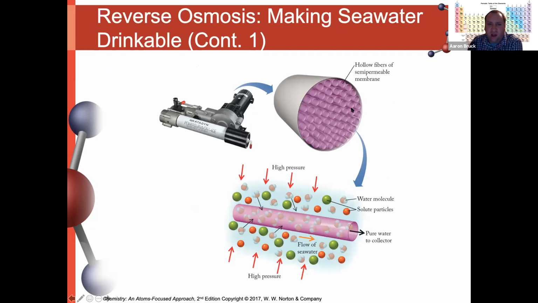And so you put water into these systems, the pressure pushes that water into these semipermeable membranes. The membranes keep the salt crystals out. The purified water ends up into the collector, and then they can do this however many times they want to get a purified water product for drinking or for whatever purposes.